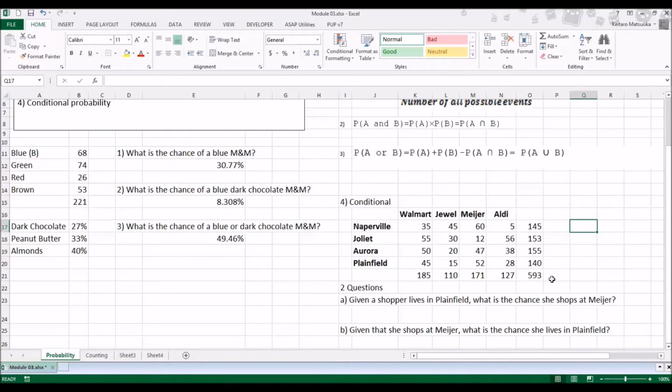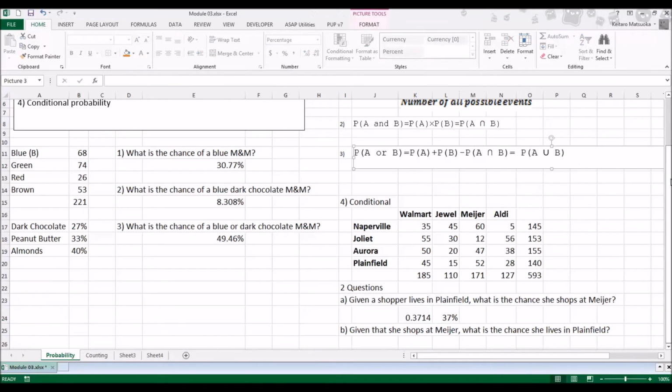So now I got all the sums. Given the shopper lives in Plainfield, what is the chance that she shops at Meijer? So all I really care about right now is people in Plainfield, these folks. Out of those people, how many people go to Meijer? 52. So to answer this question, it will be 52 divided by 140. So that's roughly 37%.